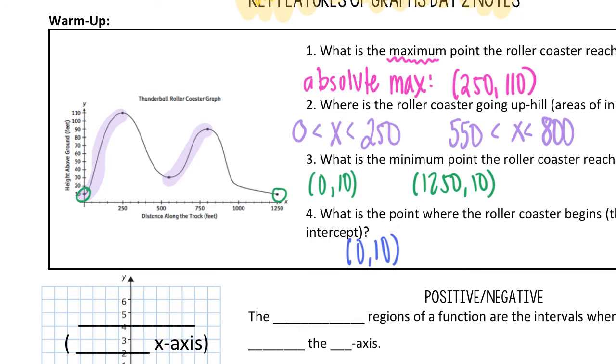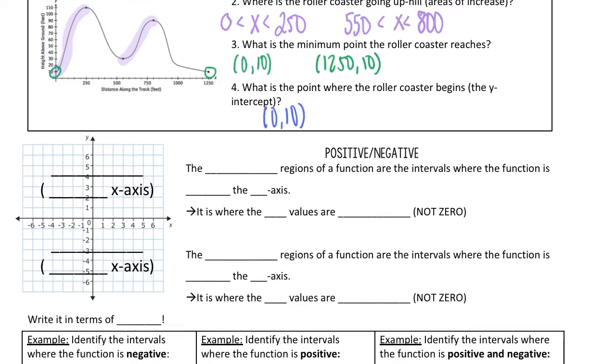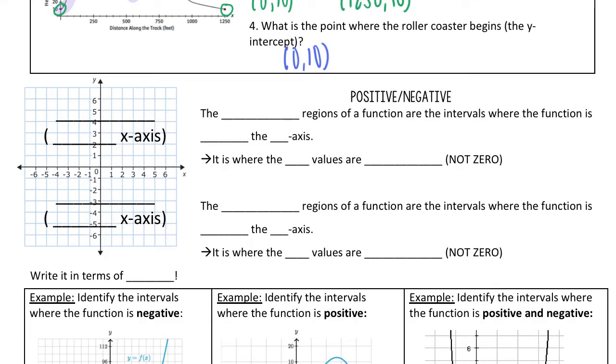Go ahead and have some highlighters handy as we work through our work today. We're going to be talking about positive and negative areas of the graph, and we're also going to be talking about end behavior of a function. All right, so positive and negative is what it sounds like. The positive part of the graph is where the graph is above the x-axis. So the positive portion of the graph is where it is above the x-axis.